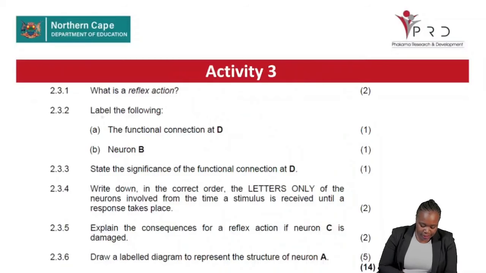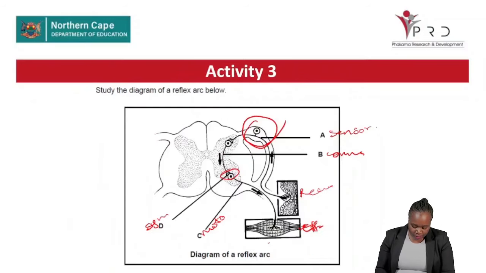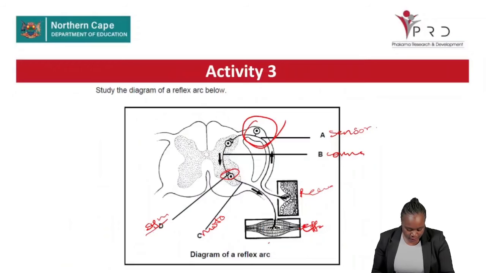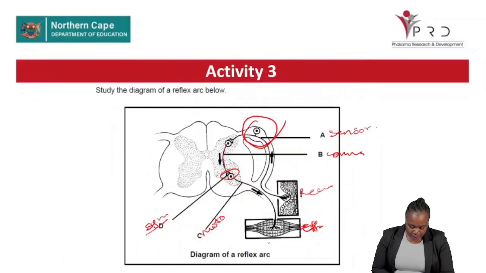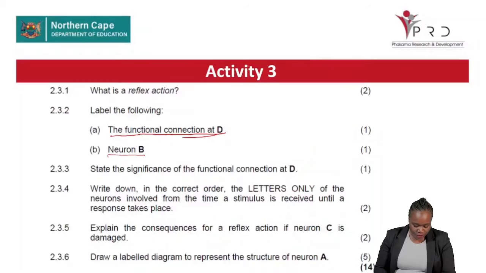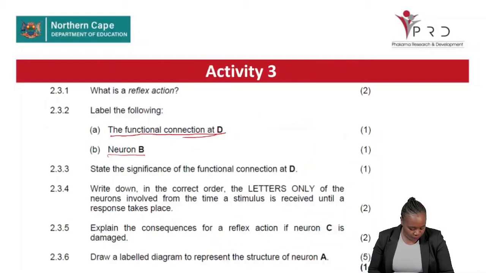Right, now it says label the following: the functional connection at D and neuron B. So let's have a look at the connection at D. The connection at D is the synapse or the synaptic contact, right? And then the second one, it was saying neuron B. What is neuron B? Neuron B is between the sensory and the motor. So neuron B would be the connector neuron, right? So we have the synapse and the connector neuron or the interneuron, right?